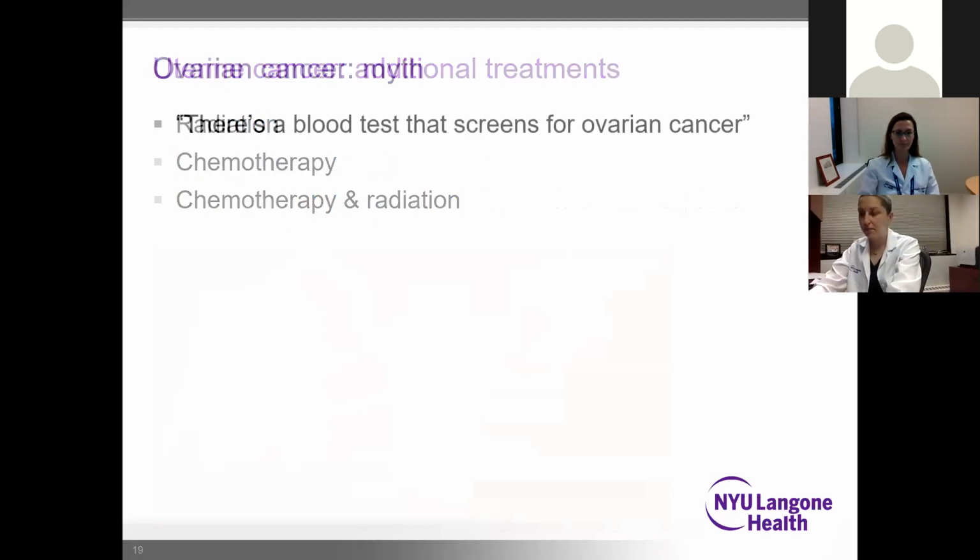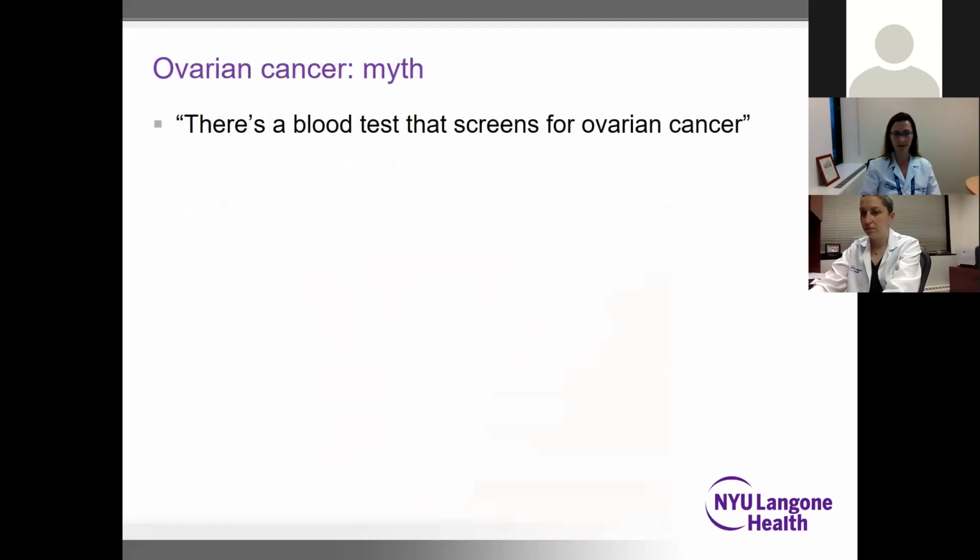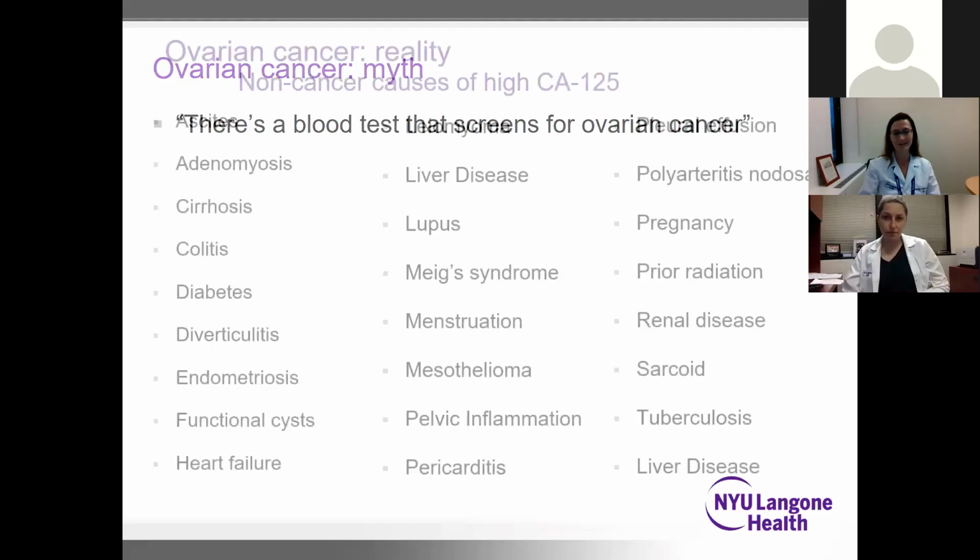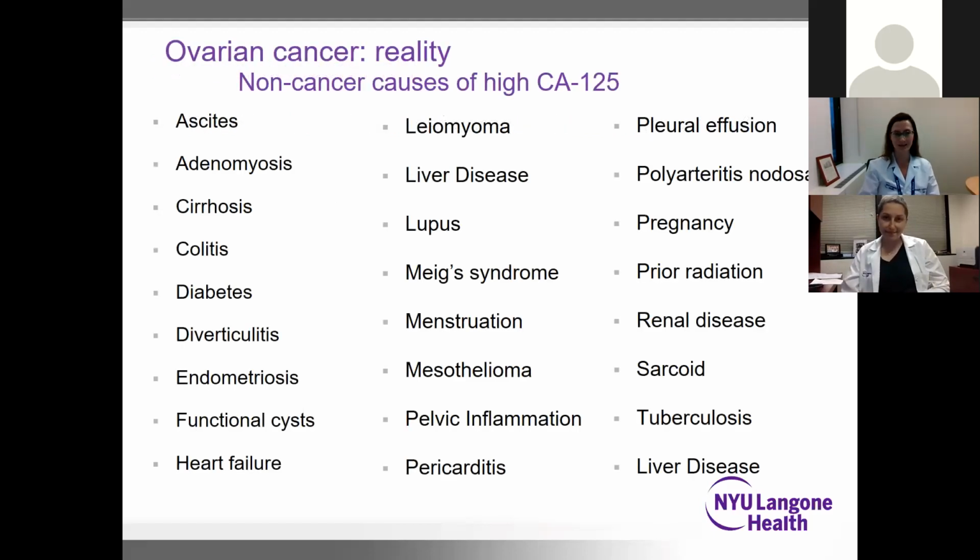For ovarian cancer, some people say, well, there's a blood test that screens. We've already established that we don't have a great way of screening. And this just shows you that CA-125 is the blood test, the tumor marker that is most commonly checked when there's a concern for ovarian cancer. And this just shows you all the other health conditions that could make that number high that aren't because of ovarian cancer.